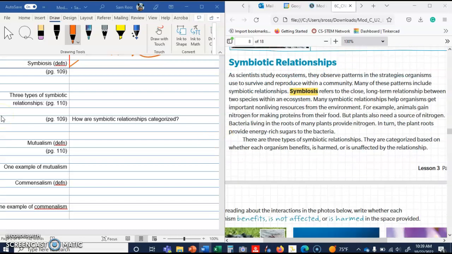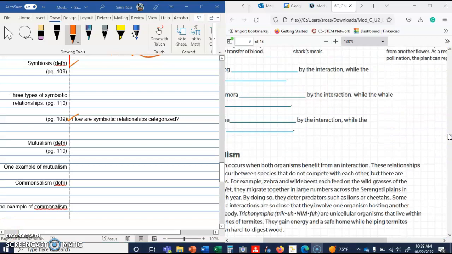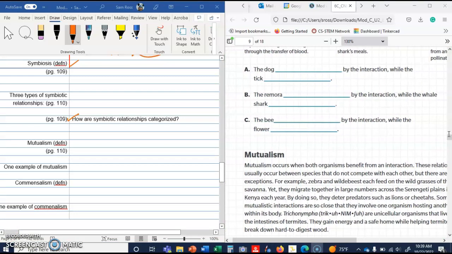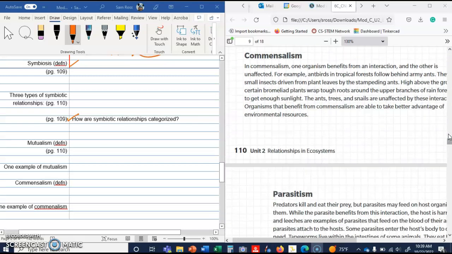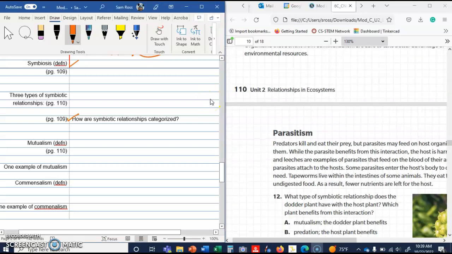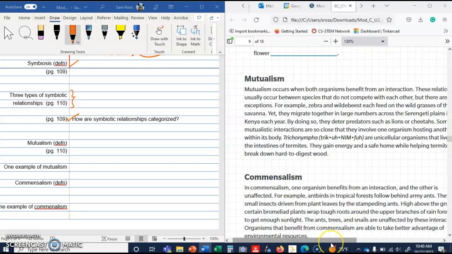So here, for some reason, I tried to make it difficult. How are symbiotic relationships categorized? They are categorized based on whether each organism benefits, is harmed, or is unaffected in the relationship. So that's this one. Okay, and I'm going to go down a little bit. And if we're going to list the different types, it's going to be mutualism, commensalism, and parasitism. That's going to go here.